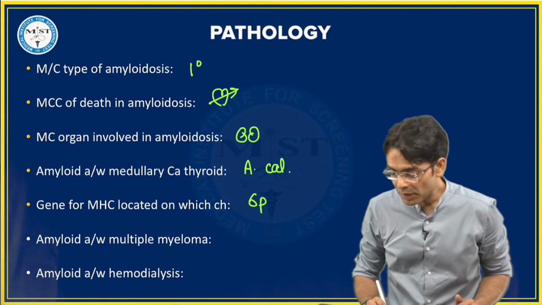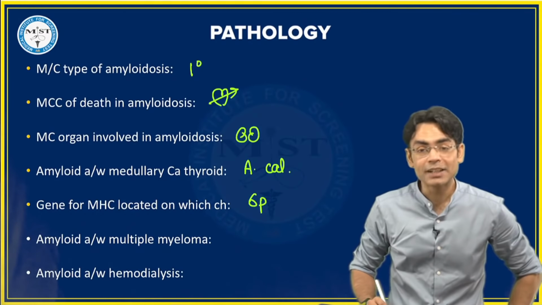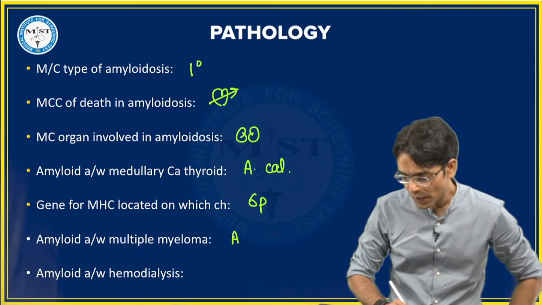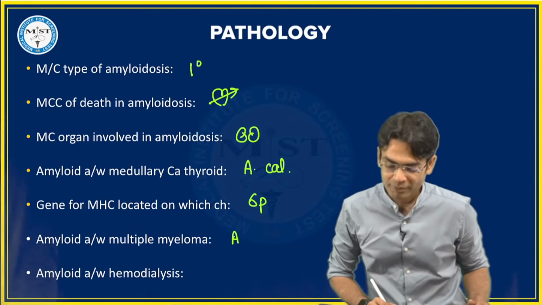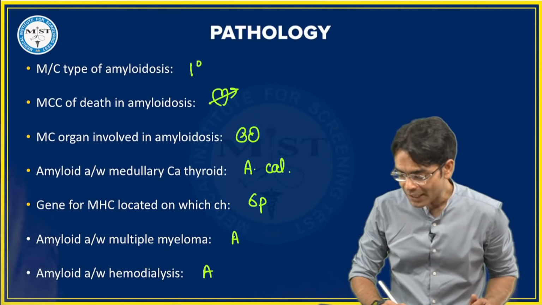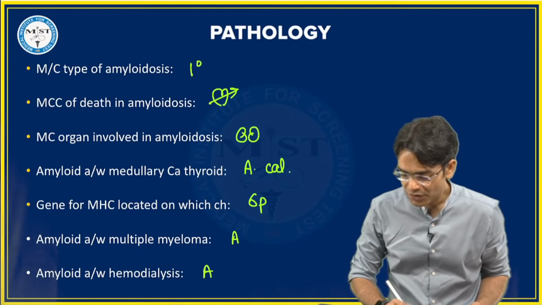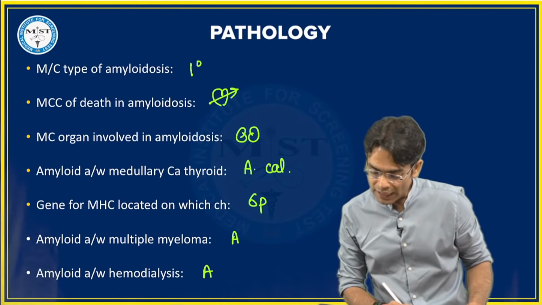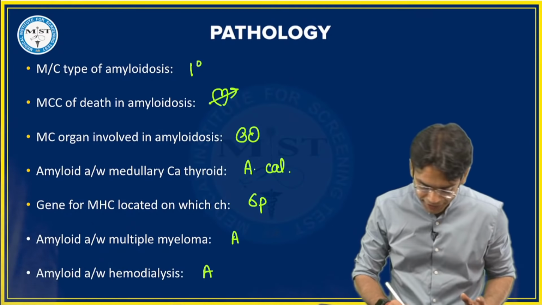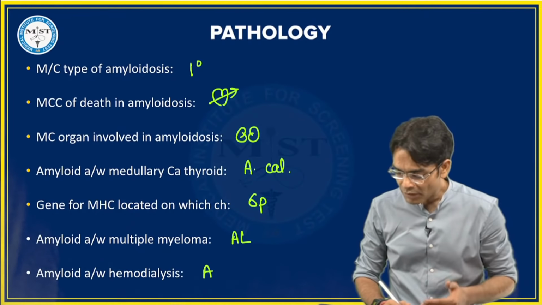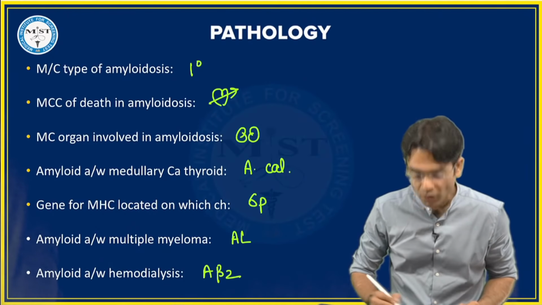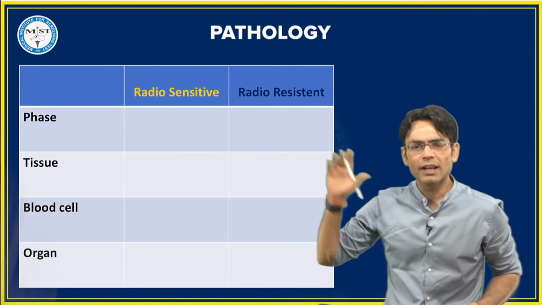Amyloid associated with multiple myeloma. Tell me, amyloid associated with multiple myeloma. This is going to be amyloid which one? We talked about it a little while ago. Multiple myeloma. And amyloid associated with hemodialysis. I have written A for that, you will tell the rest. Yes, Gaura, you are right. Rajesh, you are right. Amazing guys. Yes, AL. And somebody has given me the answer for the hemodialysis as well, that is your A beta 2 microglobulin. Okay, beta? Let's do this.